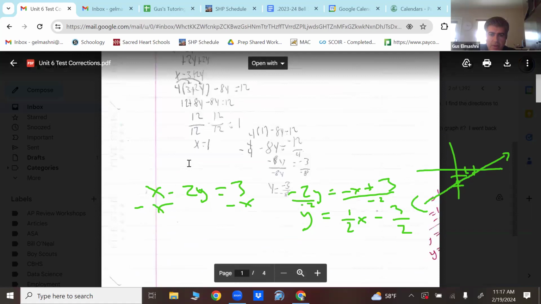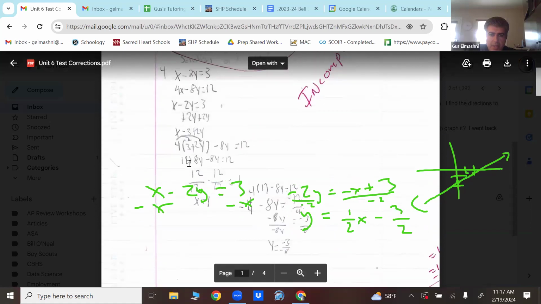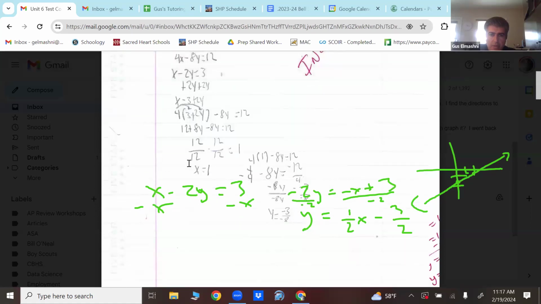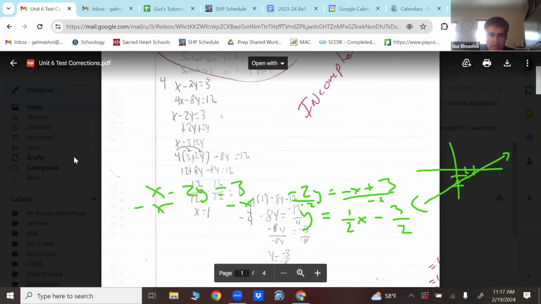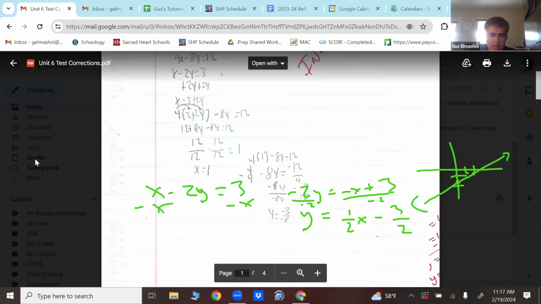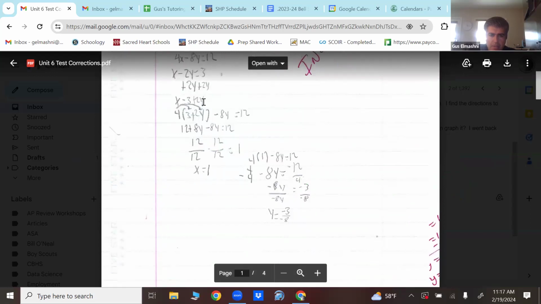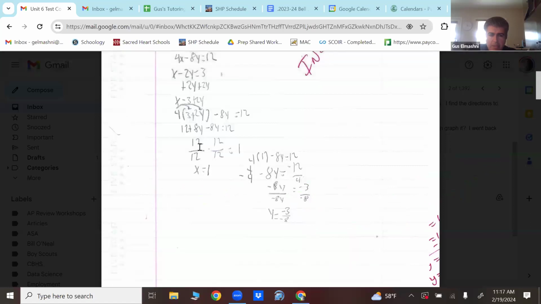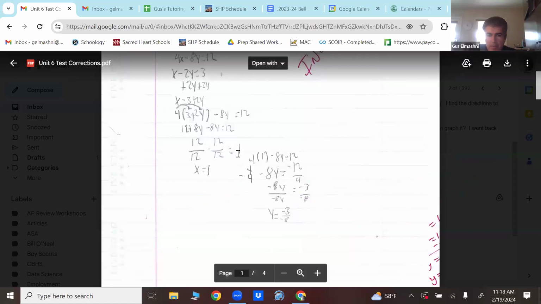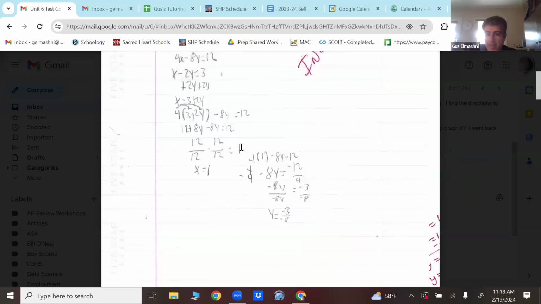And your corrections are not really... I have no clue what you're doing with your... Okay, I do know. Okay, so at least you have that part right: x equals 3 plus 2y. But then 12 equals 12, that's where you've got to stop. I don't know where that one came from. That made no sense.